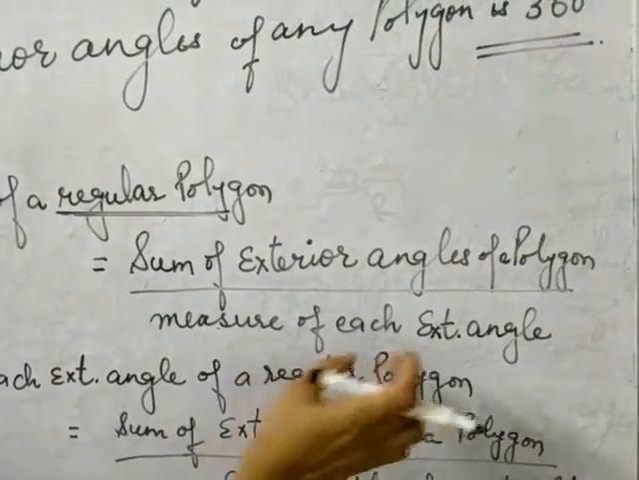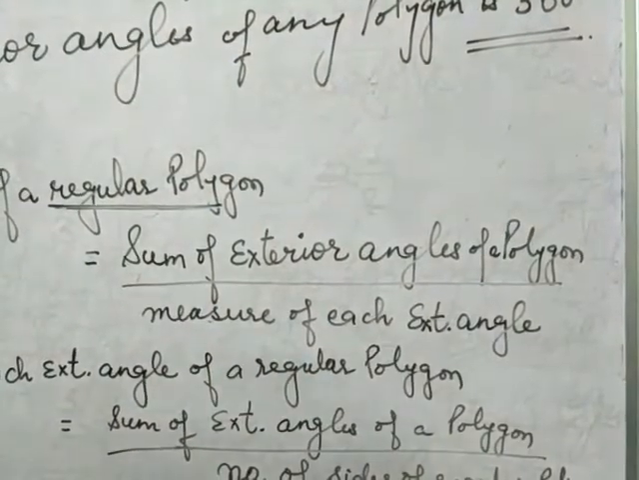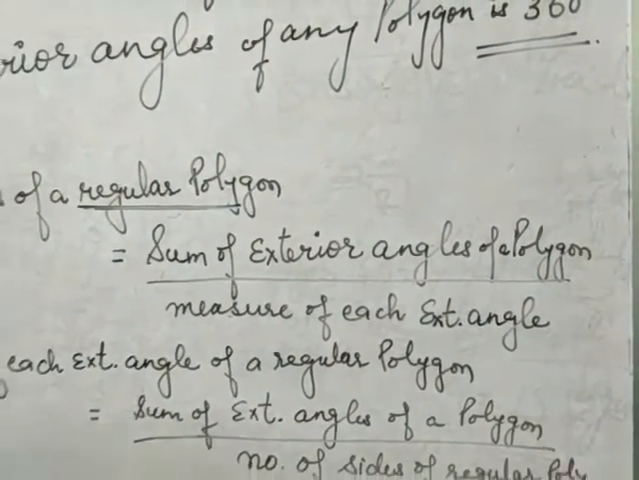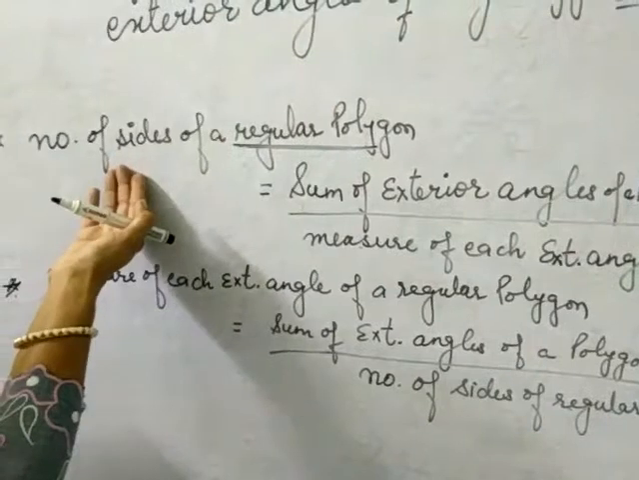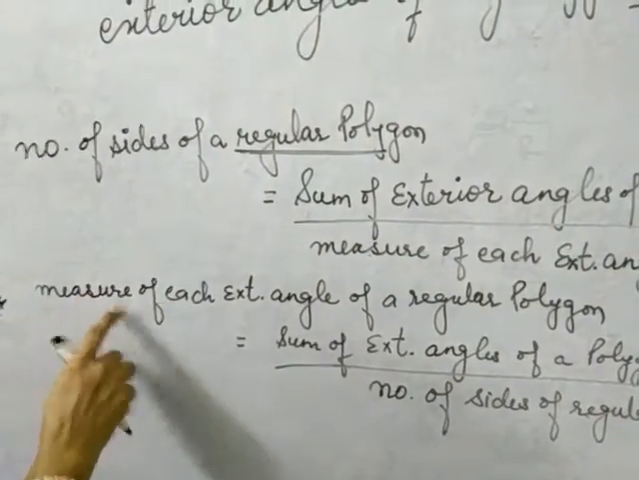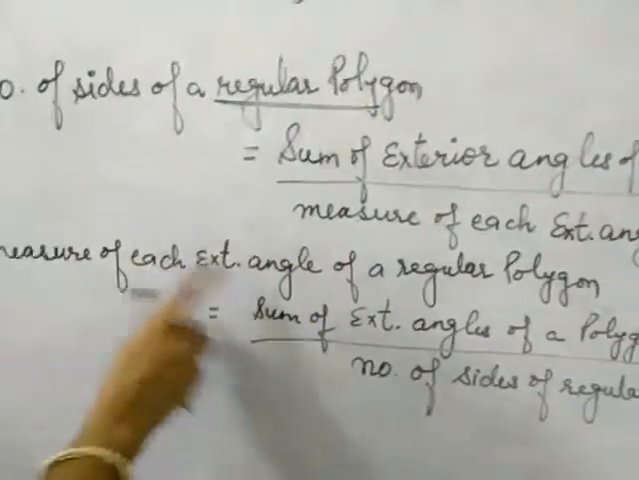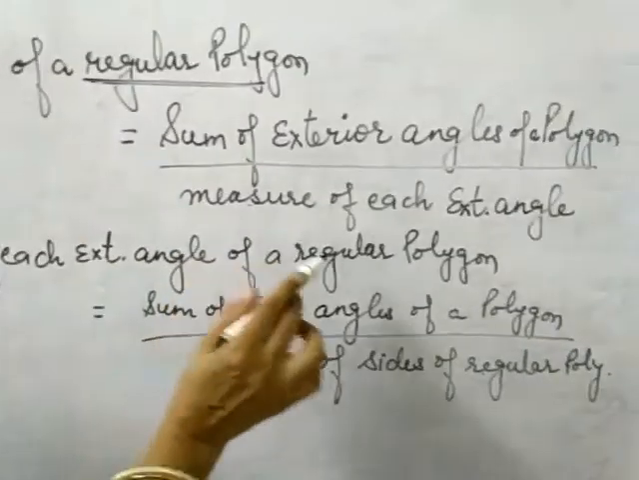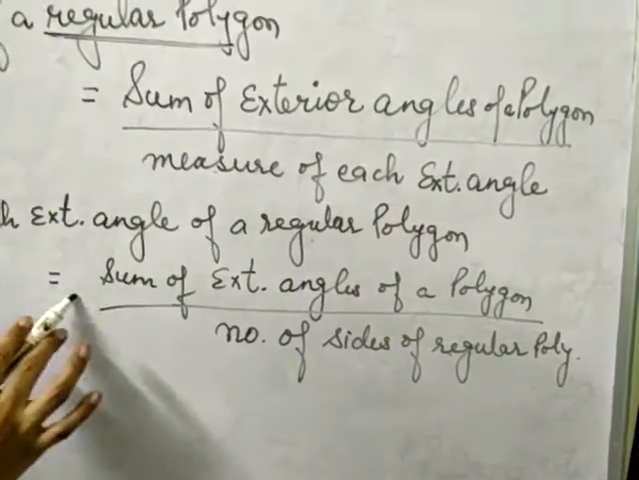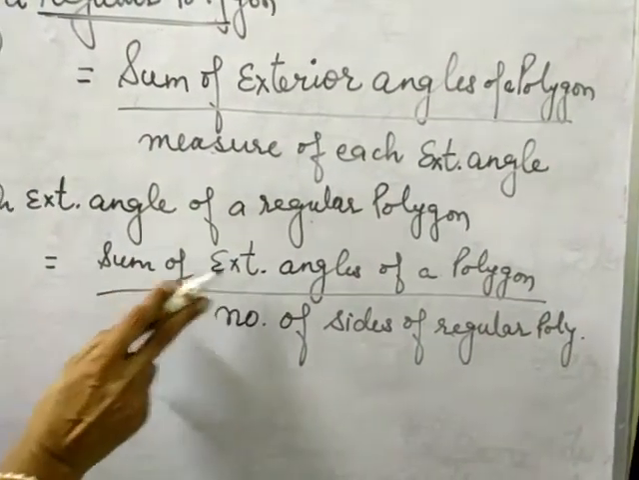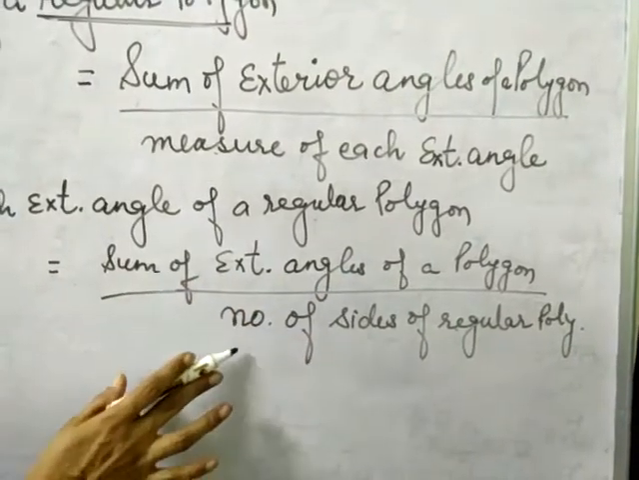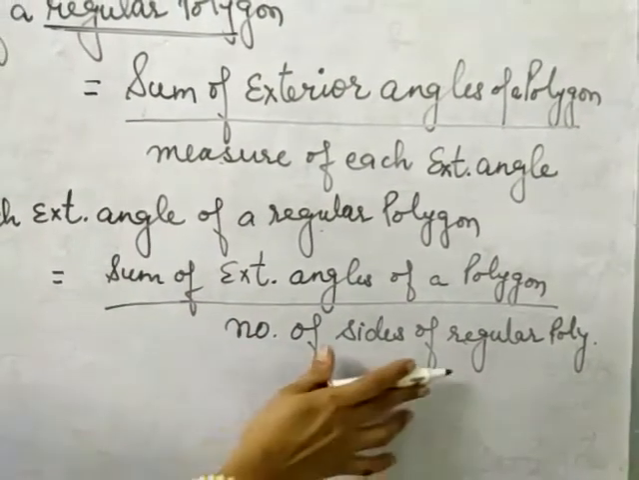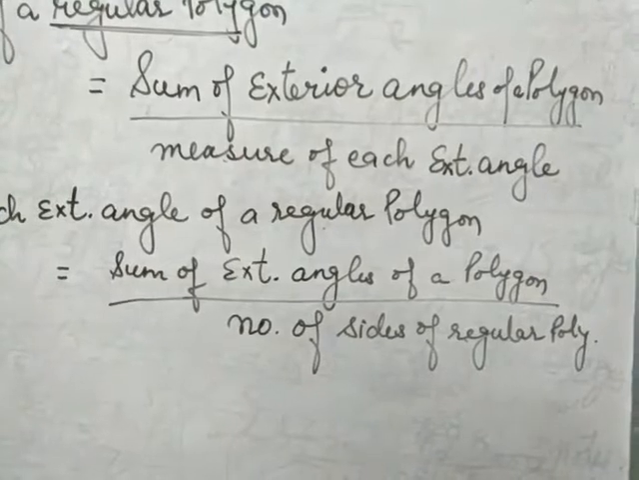If the exterior angle is not given to you, then you can calculate the exterior angle also. In case the number of sides is given to you, then how to find out the measure of each exterior angle? So the measure of each exterior angle of a regular polygon is equal to the sum of exterior angles divided by the number of sides of the regular polygon.